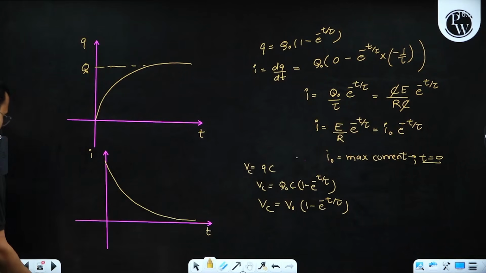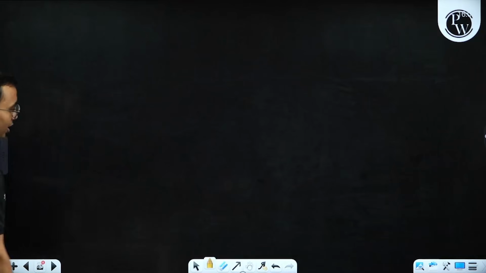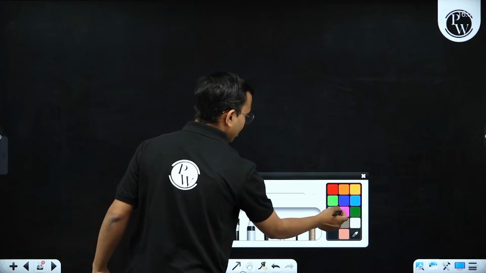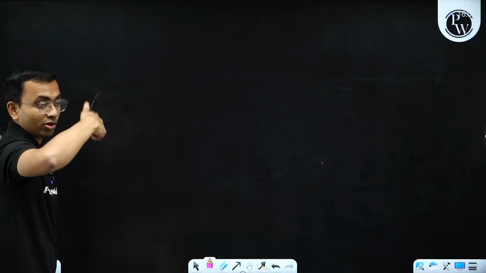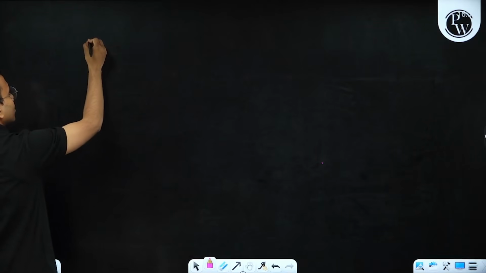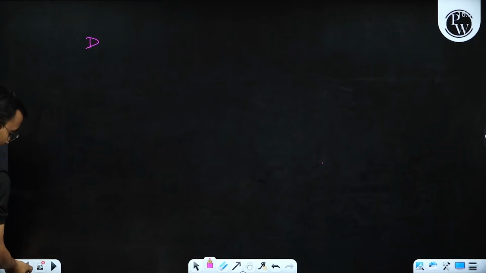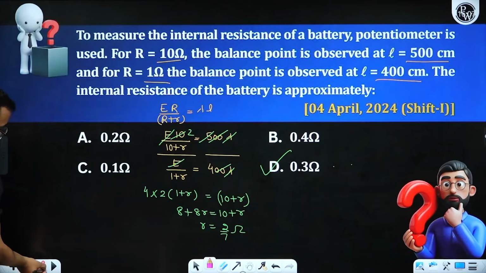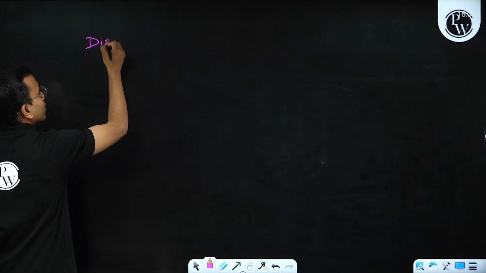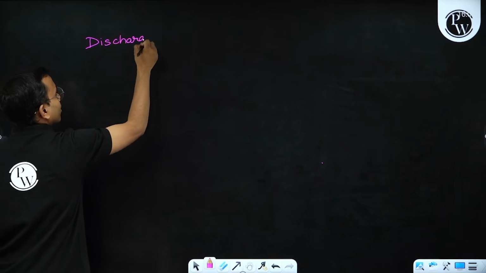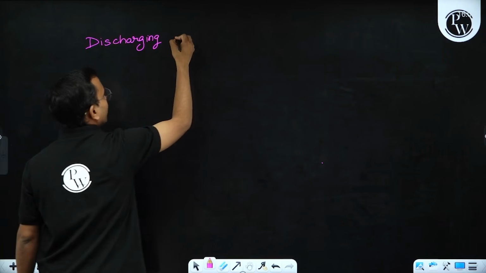This was for charging. Now I am talking about discharging. The heading was correct there; initially it was charging, and now we are talking about discharging of the capacitor.